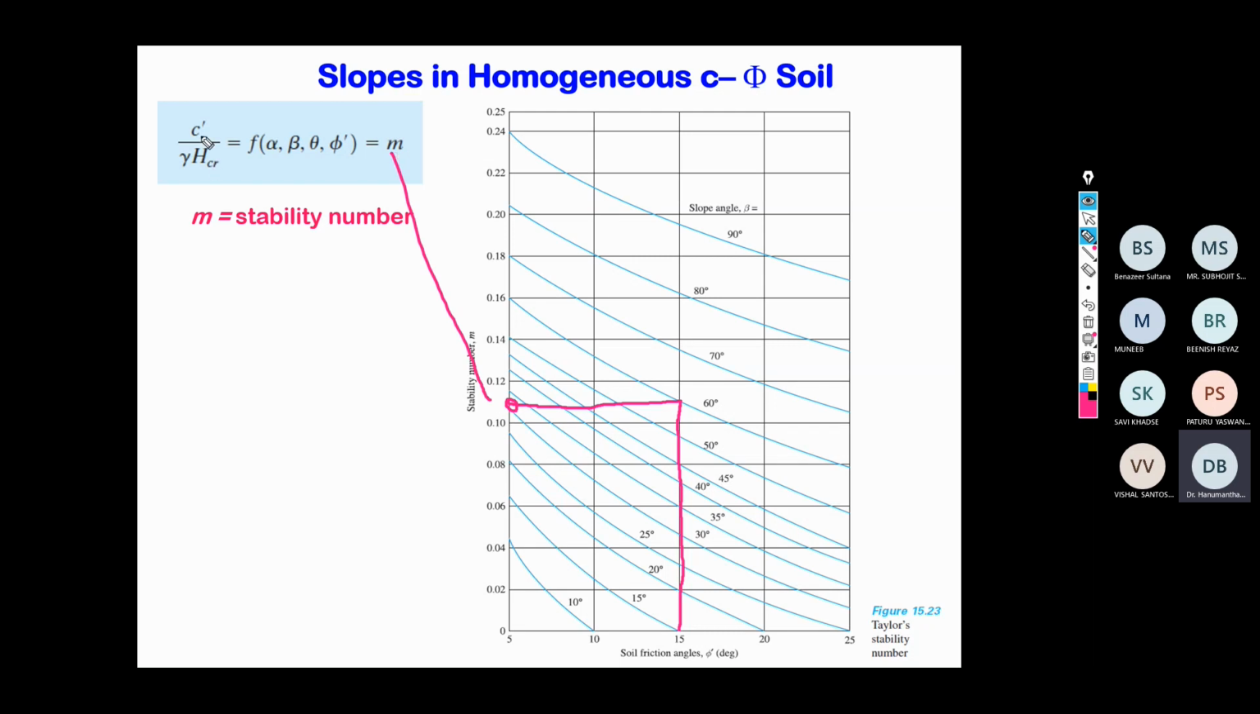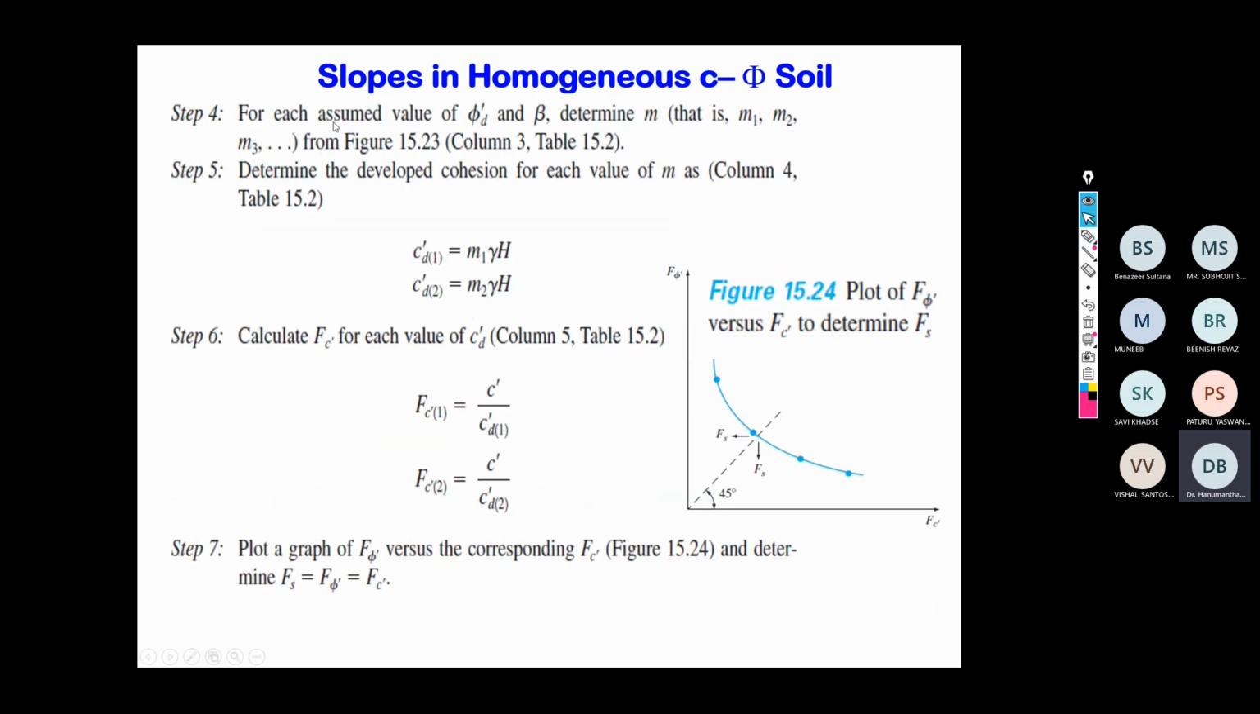Once I know m, then I know the relationship between m and c' by gamma H critical. Just remember that gamma is known and H critical is known, so I can determine c' or c'd. So let's see that. From each assumed value of phi'd and beta, determine m using the chart that I showed. Then once m is known, determine the developed cohesion for each value of m which has been picked up from figure 15.23.